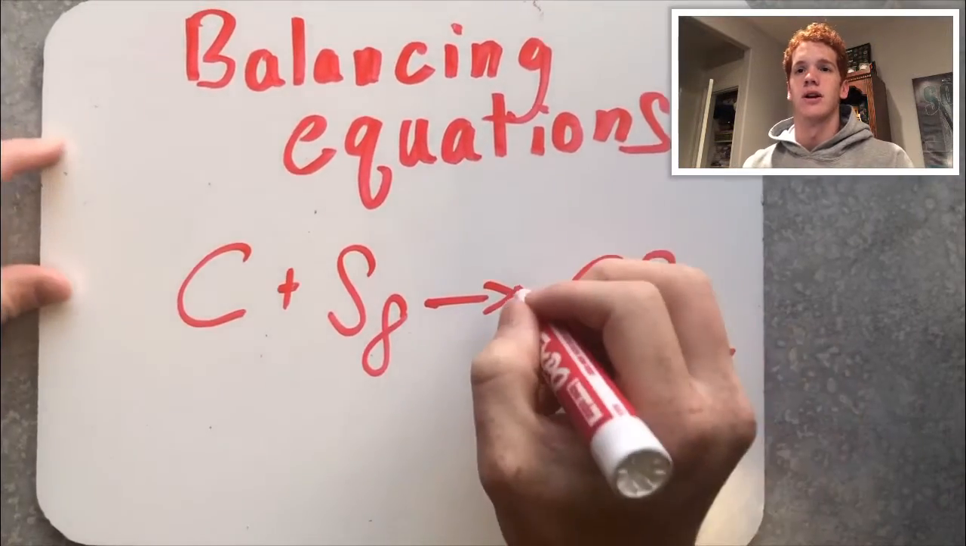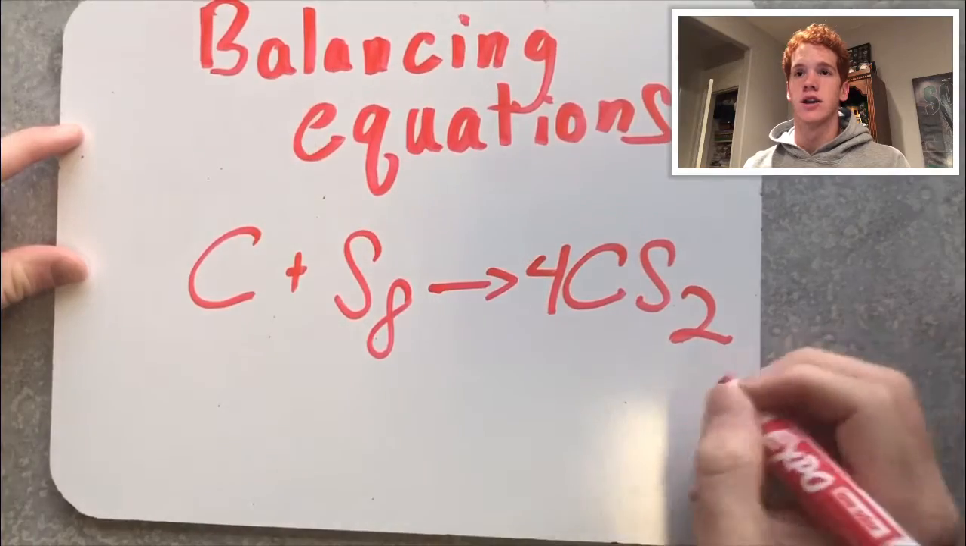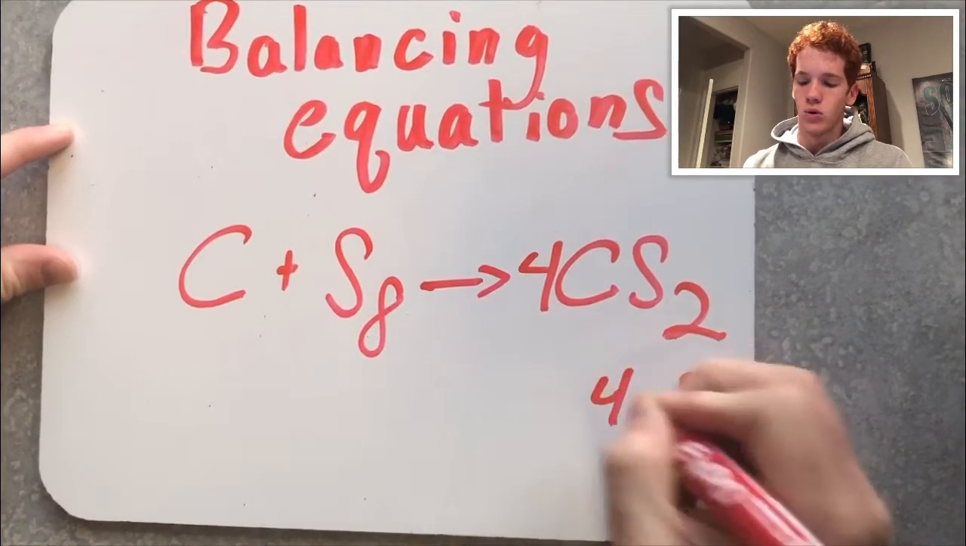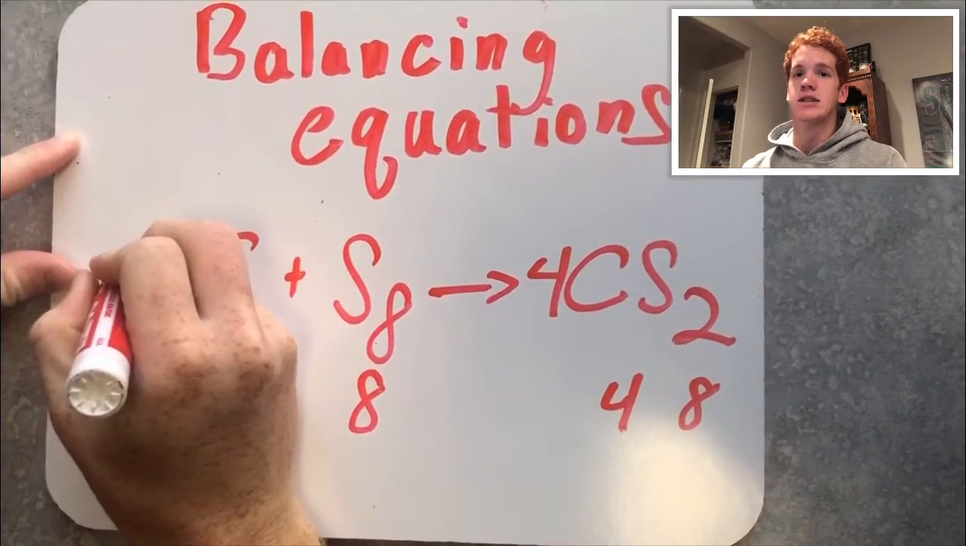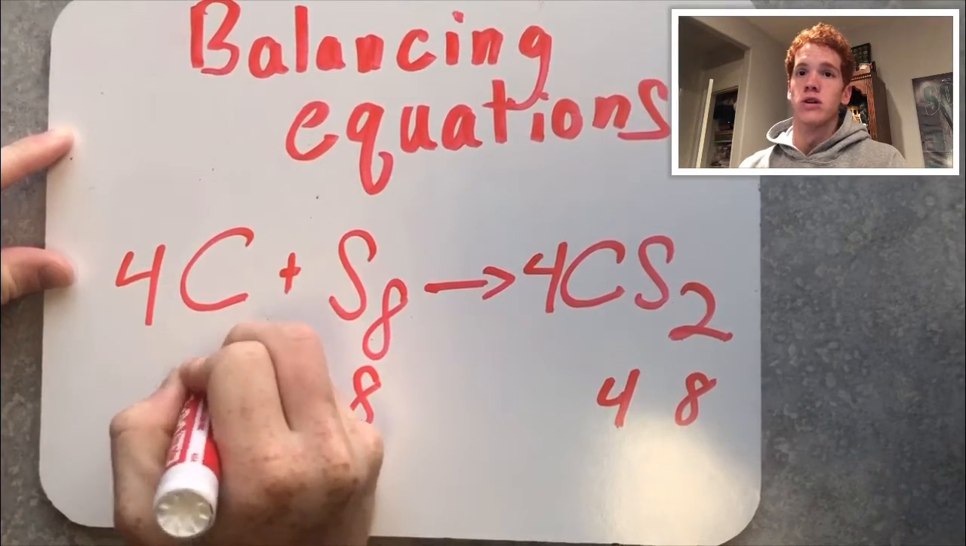So you'd start by seeing how there is an 8 in front of the S on the reactant side and a 2 subscript on the S on the product side. So you have to put a 4 in front of the CS2 to make sure that there's 8 sulfurs on the product side. But doing that, you also made 4 carbons.